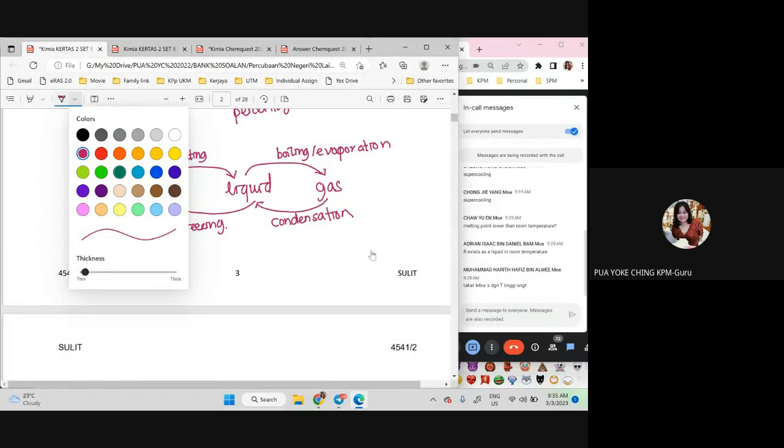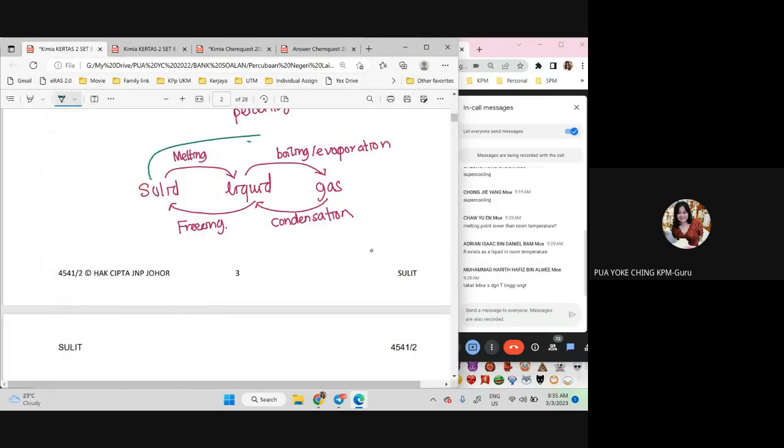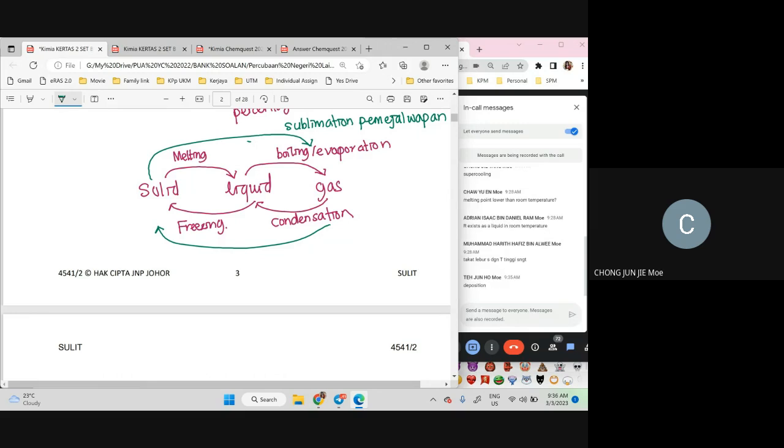Okay. Solid turn gas. Sublimation. BM: pemerjawapan. Pemerjal terus jadi gas. Okay. Gas turn to solid. Apa dia? Okay. Deposition. BM?